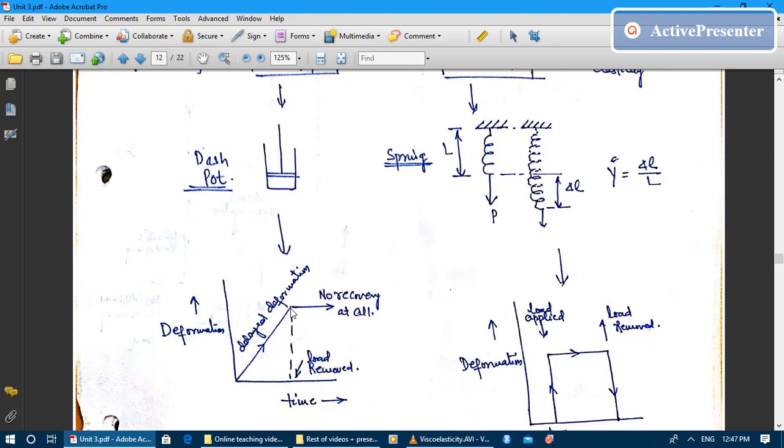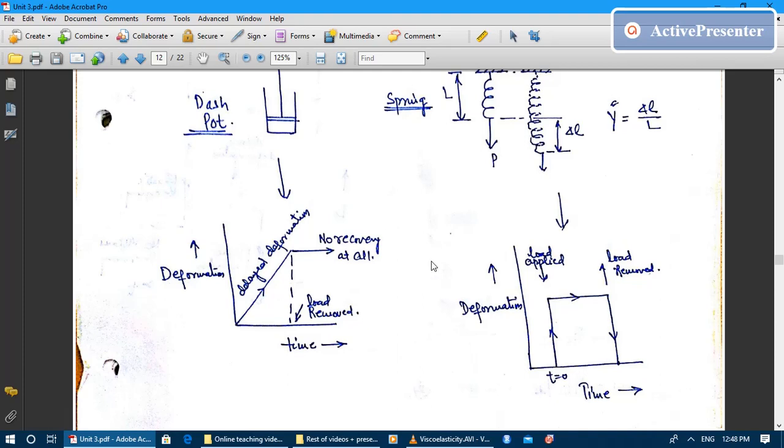Once the load is removed at this point, then dash pot will stop increasing its length, but it will not regain its original length, and all the deformation caused by the load will be as it is. You can see now it's a constant value of the deformation. It is not going to achieve its original value. It is not going to come to the x-axis, this curve. So this type of deformation is known as time delayed deformation, where deformation is taking place with respect to time. Higher the time, greater will be the deformation for the constant load.